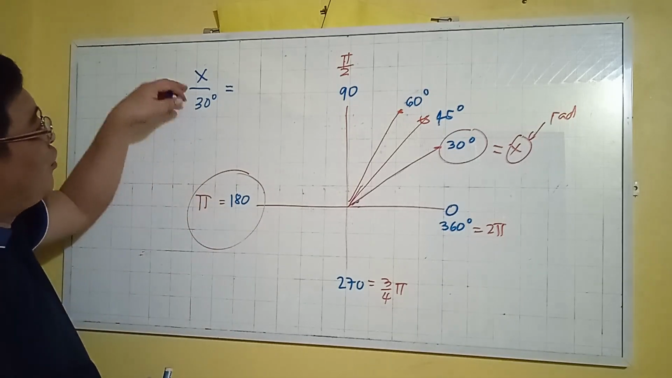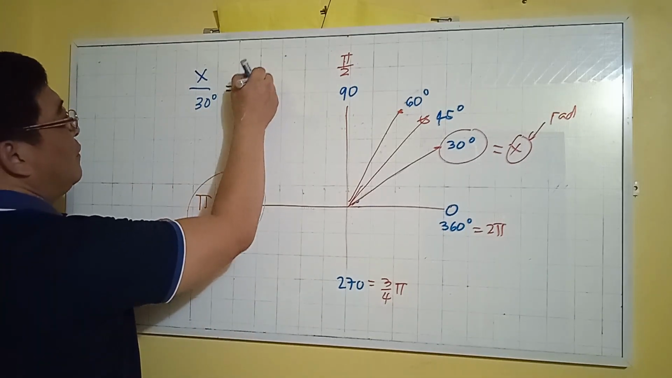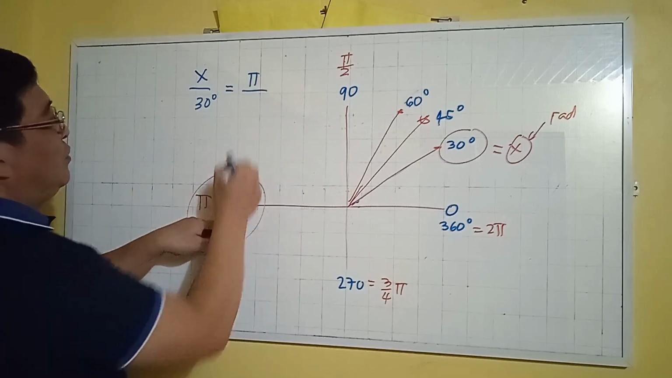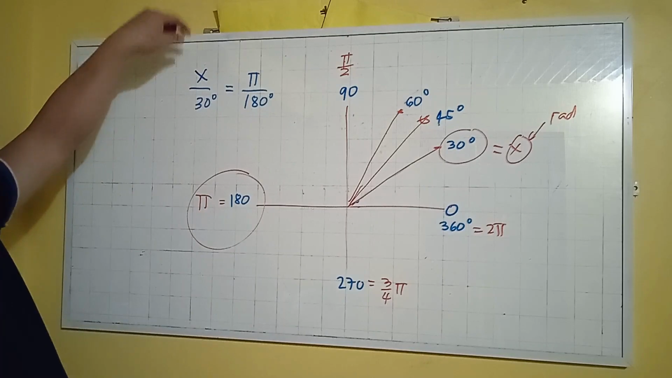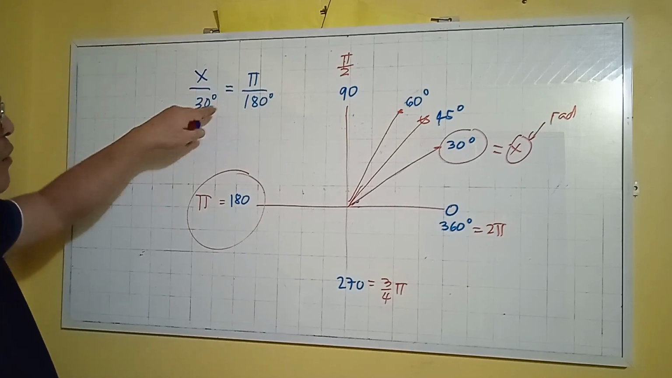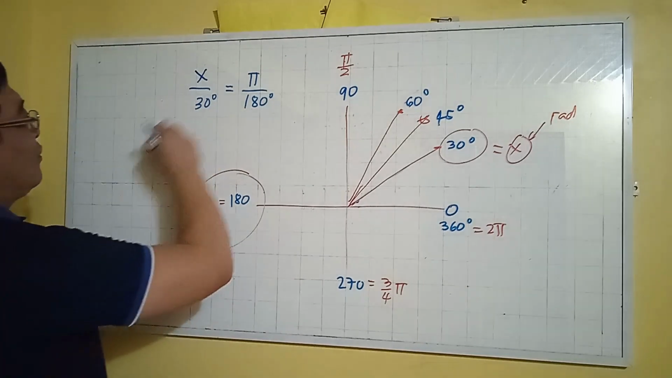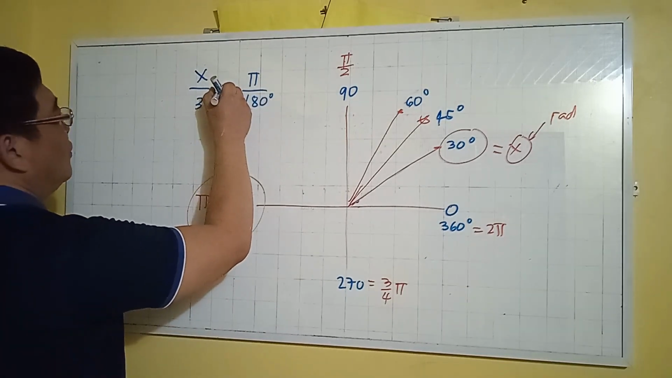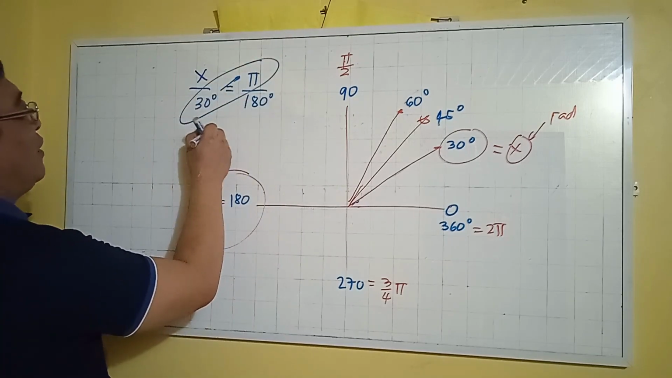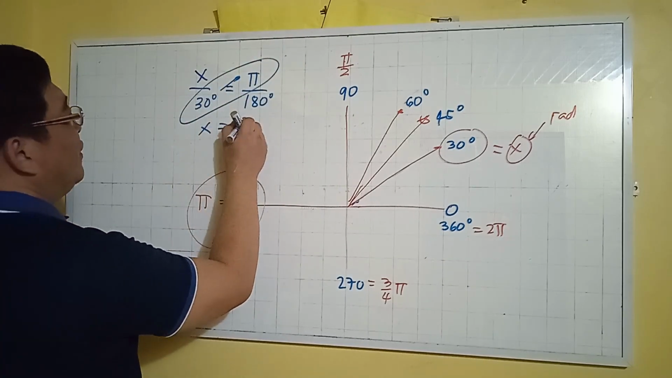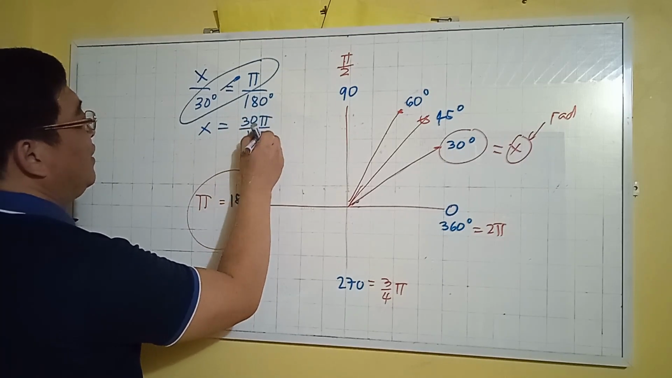The ratio of this is equals also to the ratio of 180 degrees. Now, dahil hinahanap natin yung pi nasa ibabaw, we have pi is to 180 degrees. So, kung pi yung nasa ibabaw, pi yung hinahanap, yung nasa denominator, parehong in terms of degrees. Now, magkakaroon lang tayo ng cross multiplication. Itong 30 degrees, mapupunta dun sa taas. We have x is equals to 30 pi over 180.